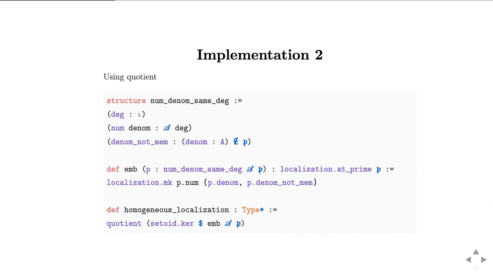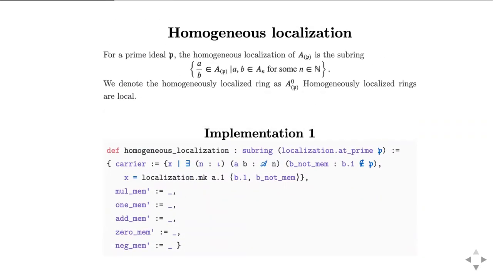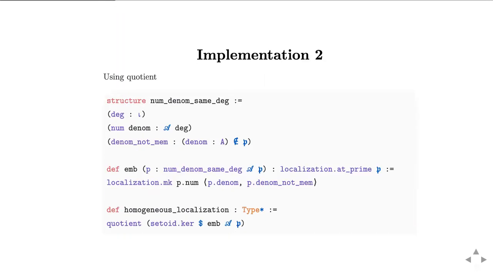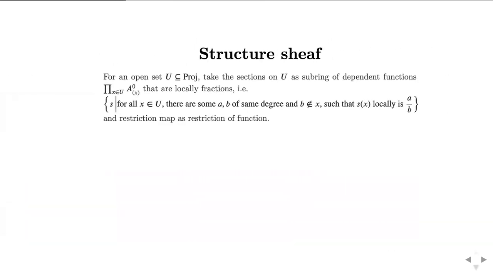That's a bad thing. Then we can actually embed this structure in the localized ring P just by literally dividing numerator by the denominator. Then we ask that two things are the same if and only if they embed to the same fraction in the localized ring. So this way we get a quotient instead of this not very nice implementation.